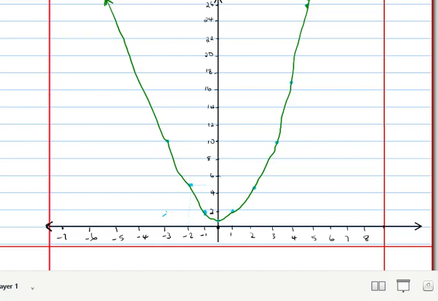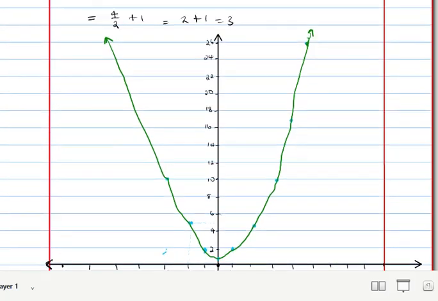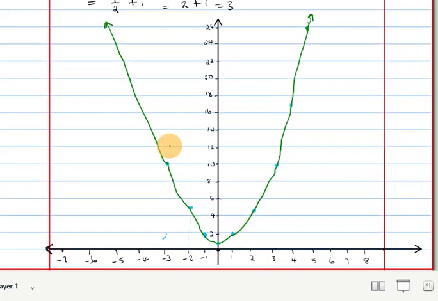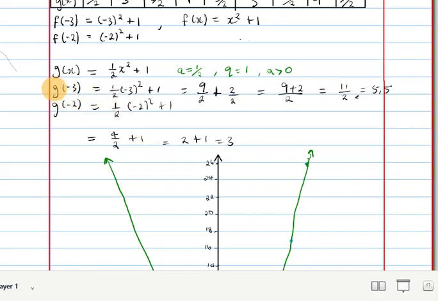It's shifted 1 unit upward, and since a is equal to a half, that means a is greater than 0. That's why our graph is happy. So before you plot the graph, make sure that you pay attention here. Look at the value of a. Is the value of a less than 0? If your value of a is less than 0, your graph should show a sad face. But if your value of a is greater than 0, it should show a happy face.